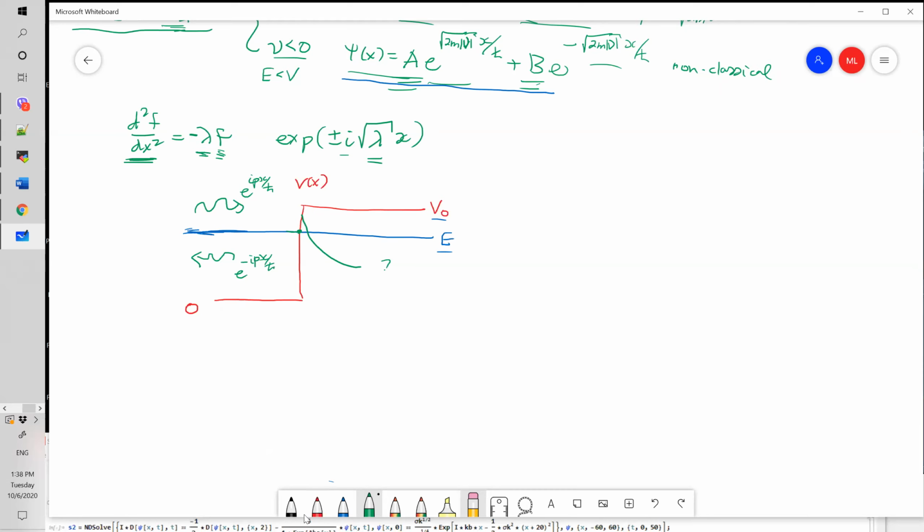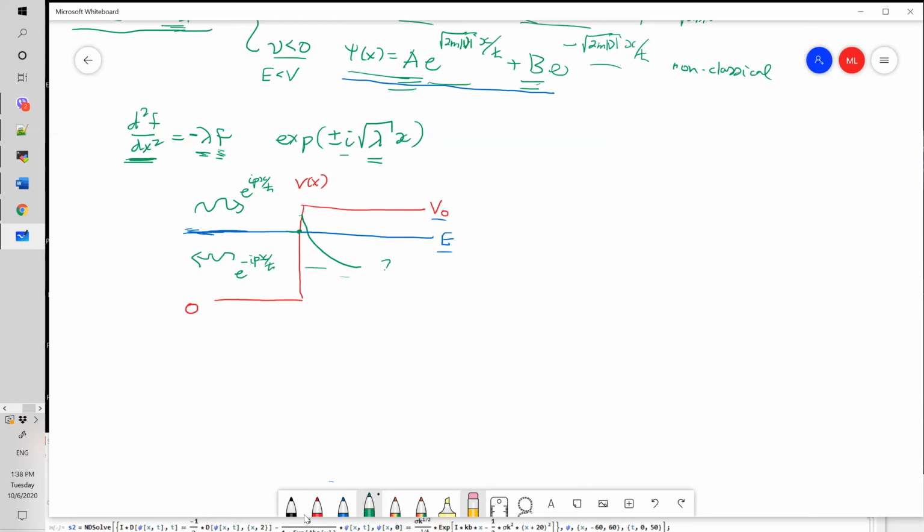What should happen? Well, the particle should come in here and get reflected, but it might penetrate into this potential barrier a little bit. And so it might have some probability of being inside the barrier. That should decay pretty quickly, right? It should definitely not blow up in here.